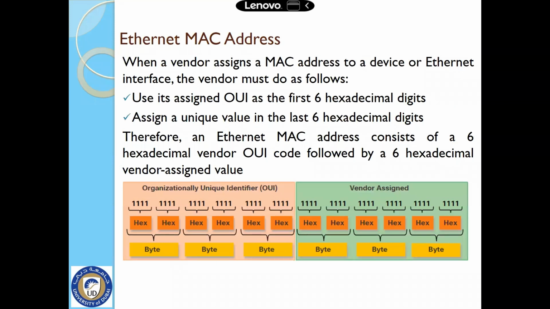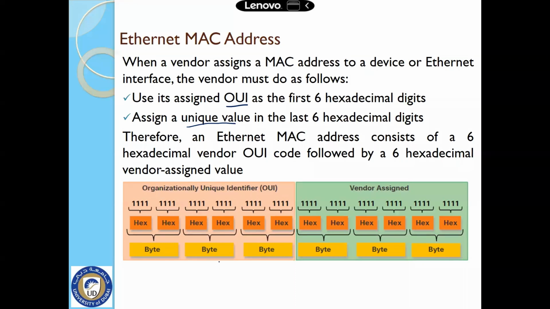So when a vendor assigns a MAC address to an Ethernet device, they must take into account that it has the organizationally unique identifier as the first six hexadecimal digits, and the other digits are the unique value for that particular device. So yeah, the Ethernet MAC address consists of 6 hexadecimal digits for the vendor OUI and 6 hexadecimal digits unique for the device. And there you go.